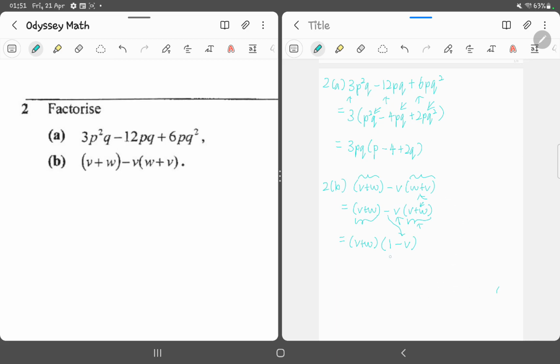So last thing to check, are there any common factors or common terms that we can take out? Nope. So then we are done with this question, question number 2 on factorization.